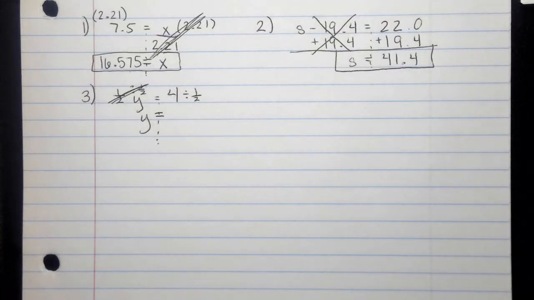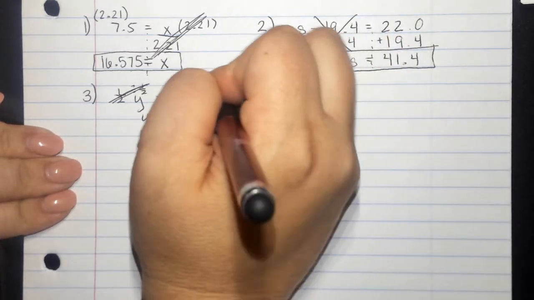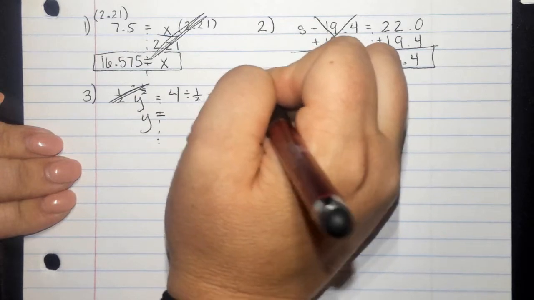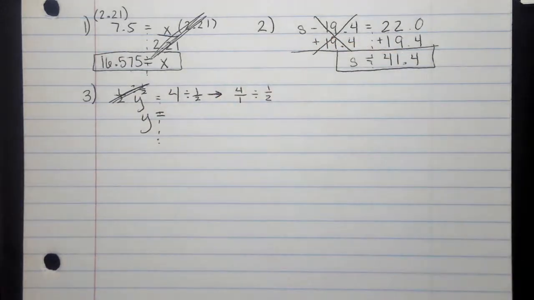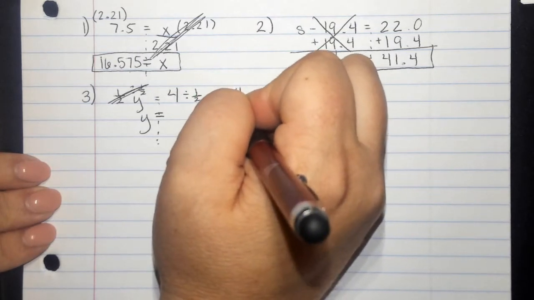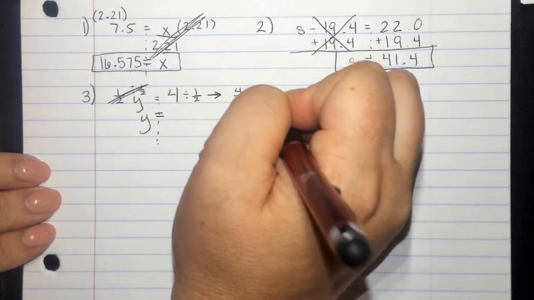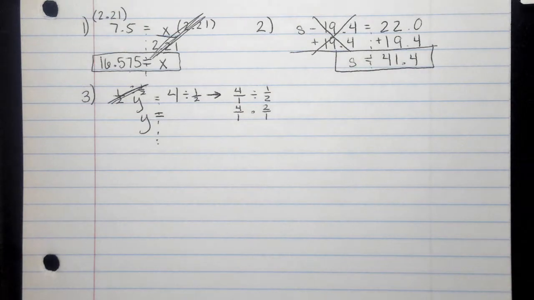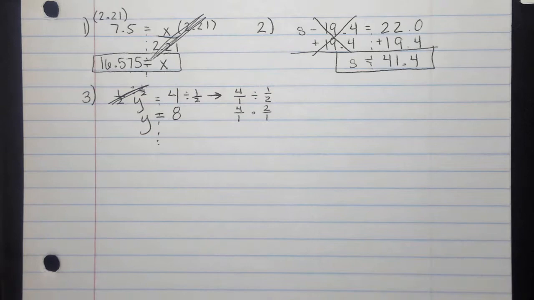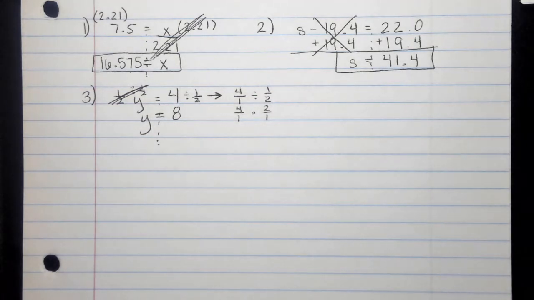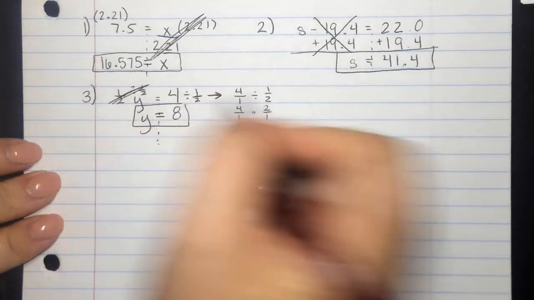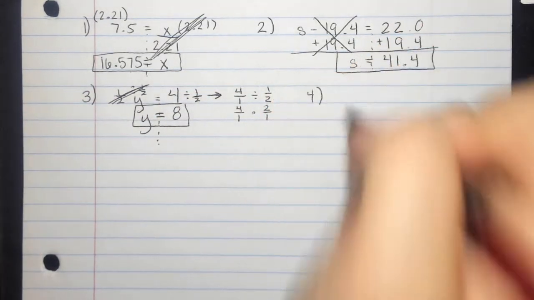Little recap on some fraction work real quick. If I was going to work this out without a calculator, I would want to make that 4 a fraction by making it 4 over 1. All right, and now that it's 4 over 1, I can do my keep, change, flip. So I keep, I change to multiplication, and I flip. So now on the top, 4 times 2 is 8. On the bottom, 1 times 1 is 1. Do I need to put a 1 on the bottom? No. Okay? All right.